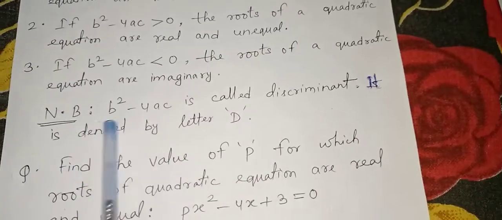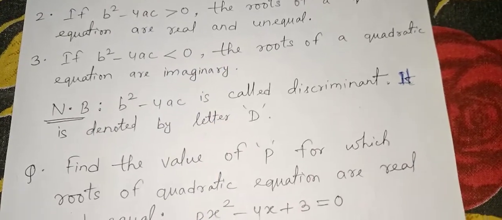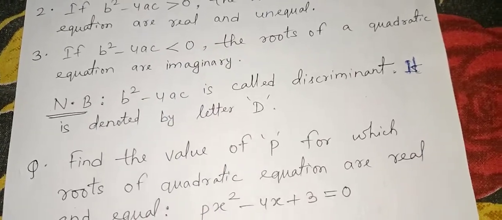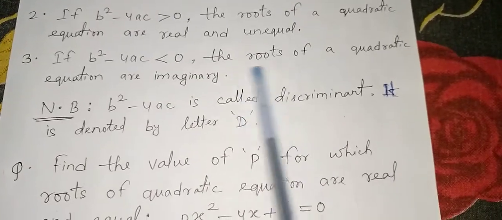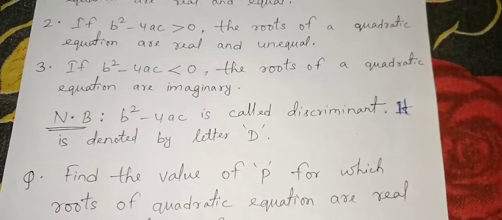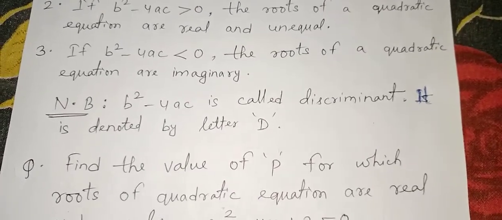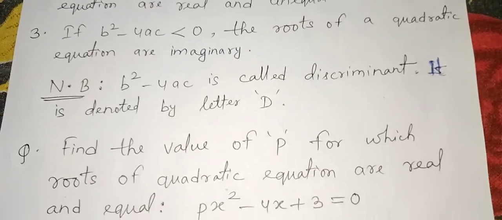And third formula, if b square minus 4ac is less than 0 means negative number, minus 1, minus 2, then the roots of quadratic equation are imaginary. Imaginary means that quadratic equation cannot be solved. That means it is imaginary. Imaginary means it has no existence.